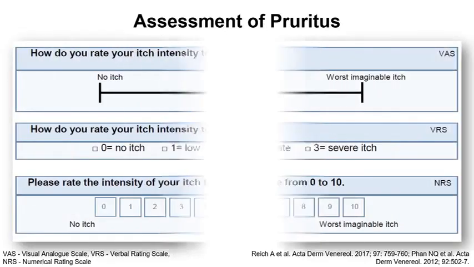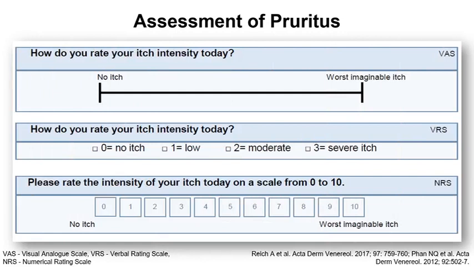Yeah, but how do we assess pruritus? And here are the most used 3 instruments. We have here the visual analog scale, which is just a line from no itch to worst imaginable itch. And these are the only 2 anchors. And then the patient makes a cross here somewhere on the line. And then you can measure from here what is 0 to here 10 or 100. And you have exact numbers for your itch intensity.